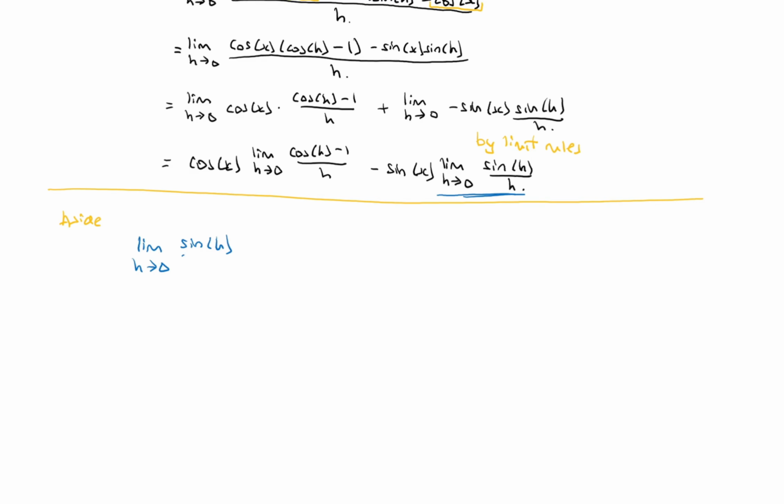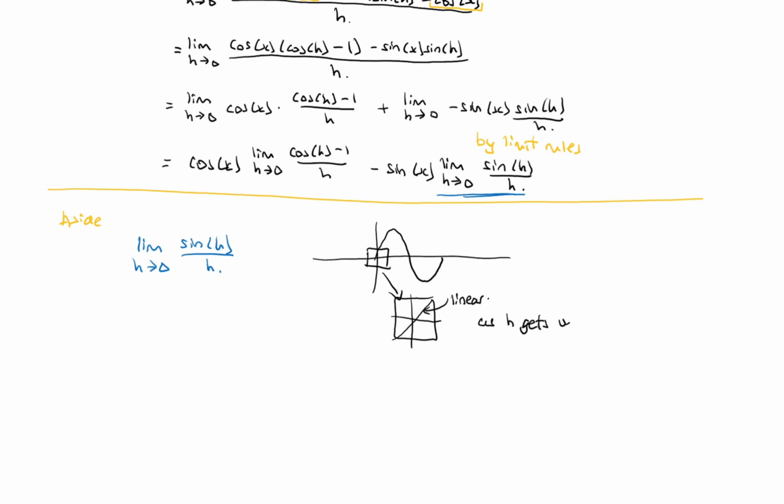So let's find the limit as h approaches 0 of sine h divided by h. So first let's draw a sine graph, and if we look closely, for very, very small values of h, it's a linear graph. Okay, the sine graph looks like a linear graph for very small h. So as h gets really, really small, in other words, h approaches 0, sine of h is basically the same as h. So sine of h divided by h, same numbers, so that gives you 1.